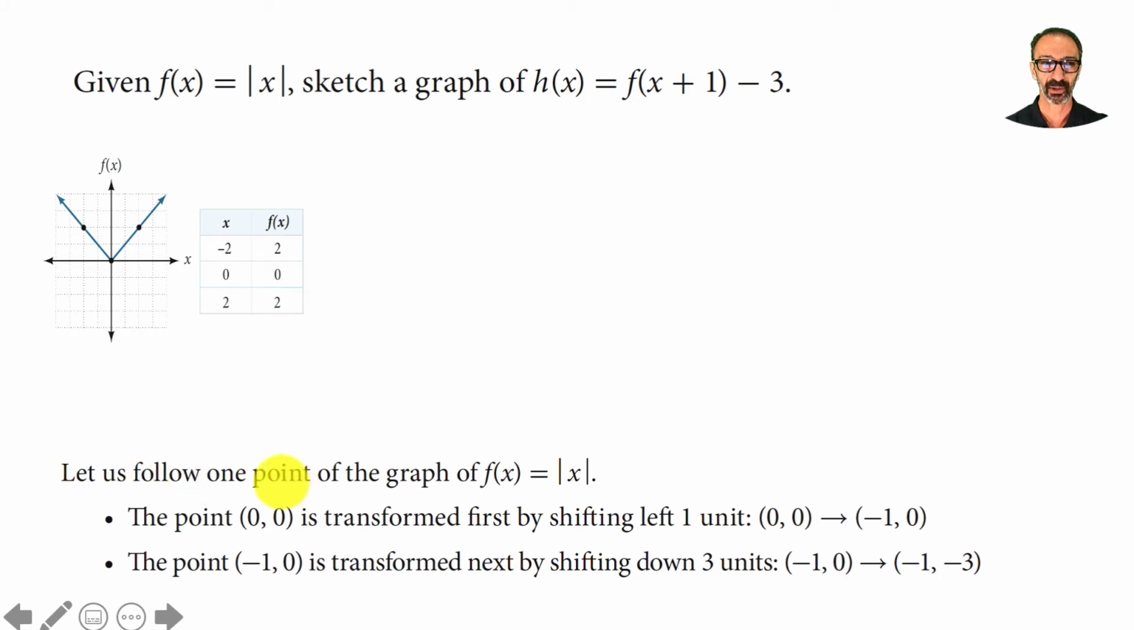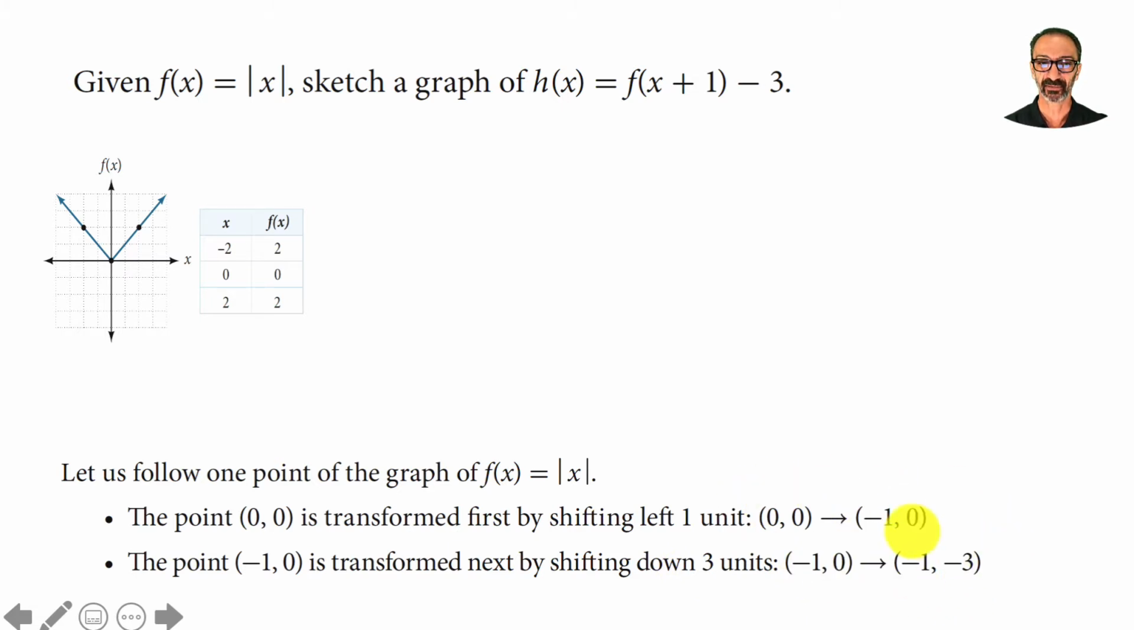Let us follow one point of the graph of f of x, which is absolute value of x. The best point is 0, 0. The point 0, 0 is transformed first by shifting left 1 unit. So if you're adding 1 inside, you're going to affect it by going left 1 unit. So you will be here at -1, 0. The point -1, 0 is transformed next by shifting down 3 units. -1, 0 becomes -1, -3.